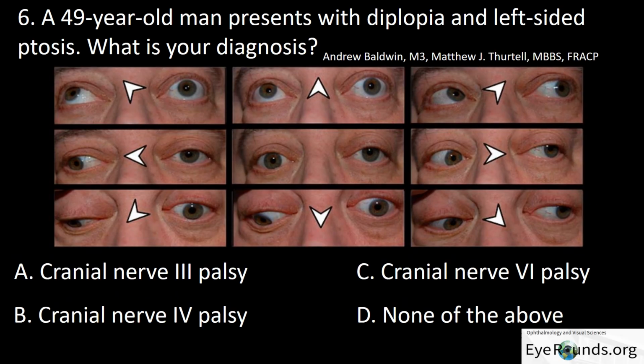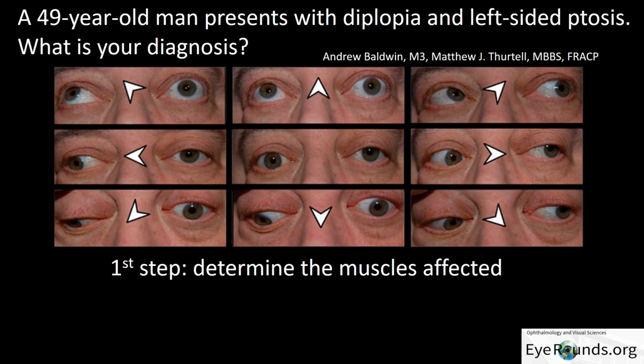Next question. A 49-year-old man presents with diplopia and left-sided ptosis. What is your diagnosis? Take a look at these eye findings and choose among the four possibilities stated. A. Cranial nerve 3 palsy. B. Cranial nerve 4 palsy. C. Cranial nerve 6 palsy. D. None of the above.